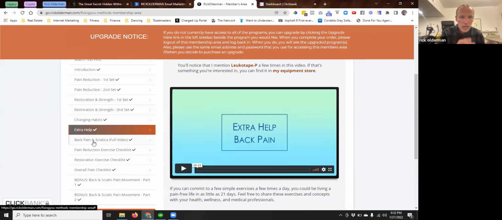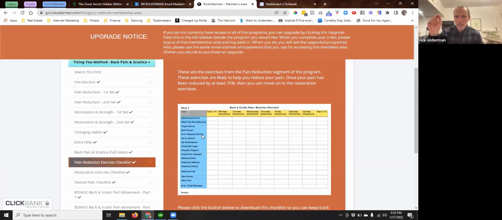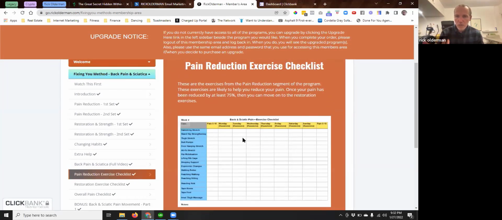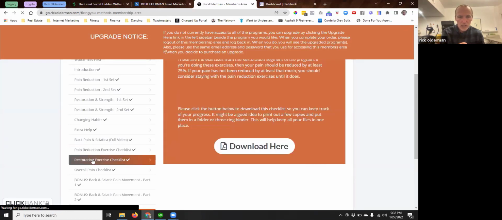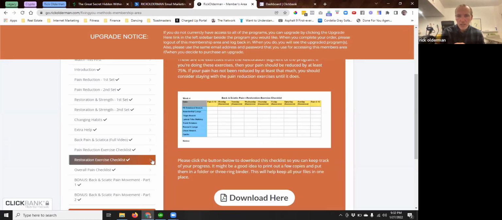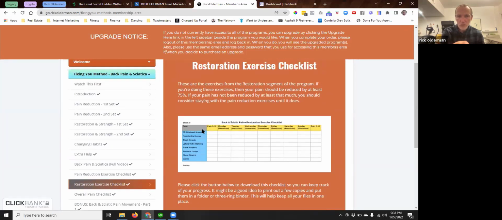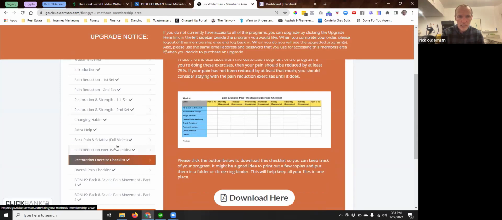Then we have a pain reduction exercise checklist, which is just the checklist of the exercises. A lot of people lose track of which days they've done it, how often they've done it. So this is just a checklist to keep you honest. And then the restoration exercise checklist, same thing. These are the strengthening exercises after you're done with your pain reduction phase, to help keep you honest.